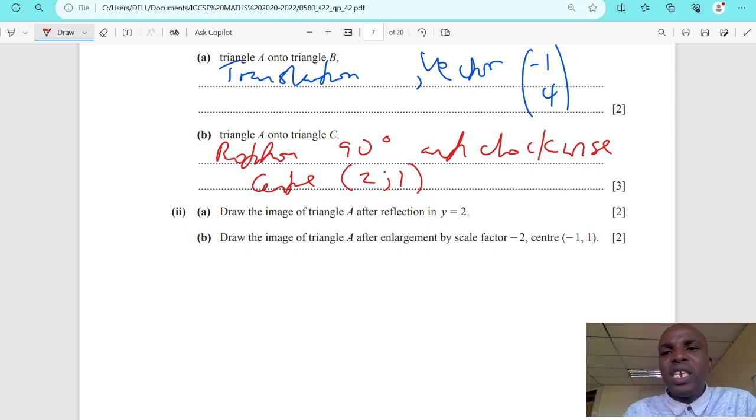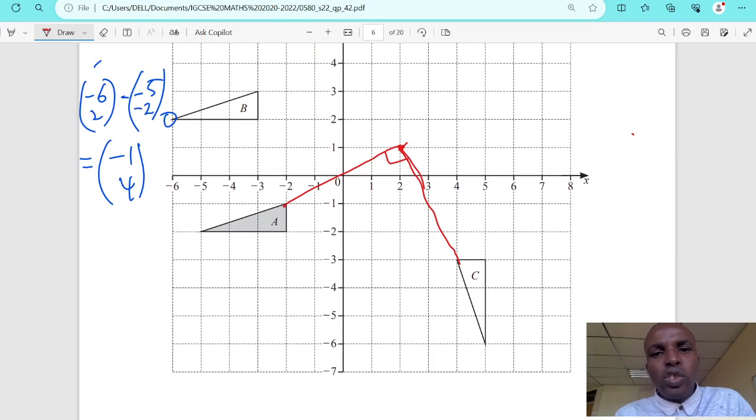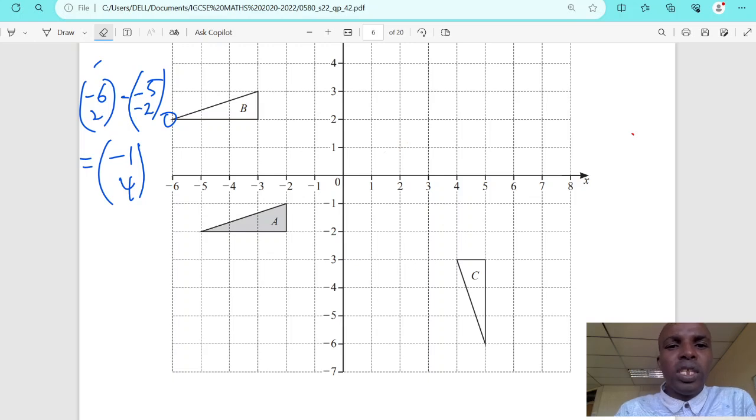Then draw the image of triangle A after a reflection in the line y is equals to 2. First you draw the line y is equals to 2. You go with this y, 2. Then you draw your line.